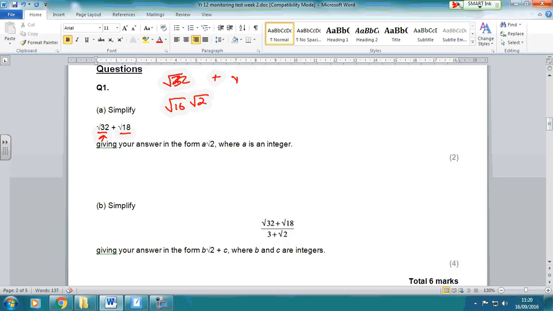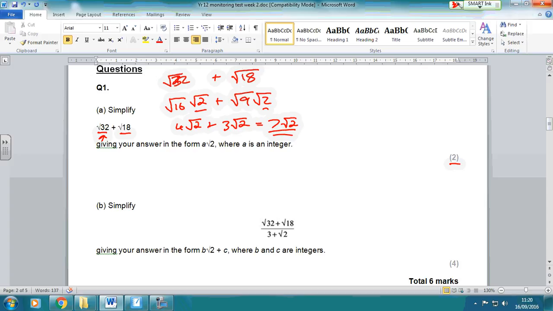Then we're going to add to that the square root of 18. The biggest square number that goes into 18 is 9. So root 9 root 2. And you should know that you haven't made a mistake because both of them will have root 2 in there. The square root of 16 is 4, so that's 4 root 2. Square root of 9 is 3, so that's 3 root 2. So 4 root 2 plus 3 root 2 equals 7 root 2. And that's what we get for the first 2 marks.